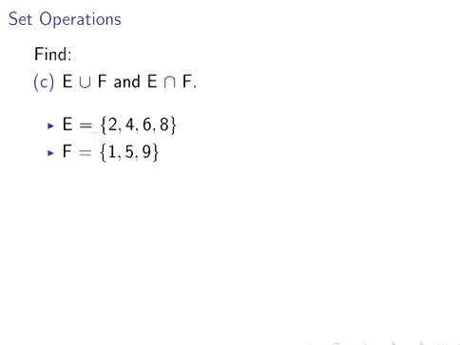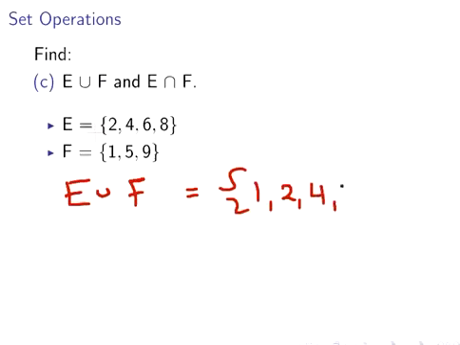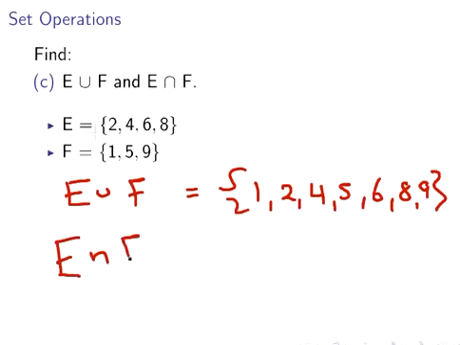E union F and E intersection F. So we have E union F. Let's write them out: 1, 2, 4, 5, 6, 8, 9. That was straightforward enough, considering we've had 2 examples already. But what I'm going to do now is E intersection F.